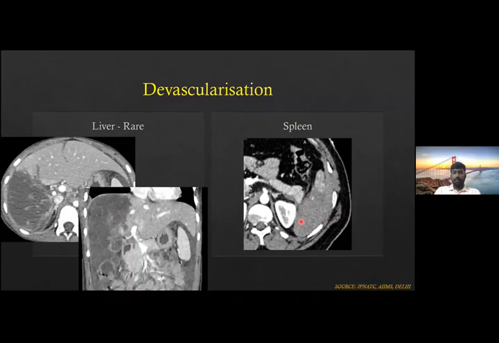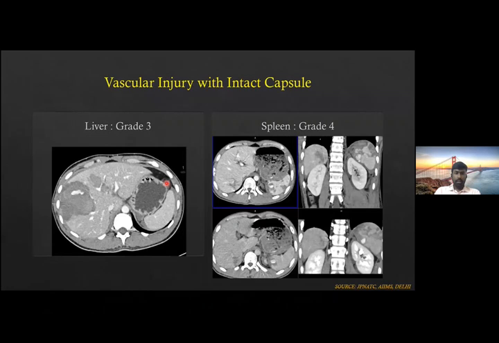So coming to the vascular injuries that have been included in the recent AAST guidelines. Here we can see a case of active extravasation, which seems to be contained by the liver capsule. So there's a hepatic parenchymal hematoma into which there is an arterial bleed. And here is a splenic injury which is contained by the splenic capsule, and there is extravasation. So this is the arterial phase.